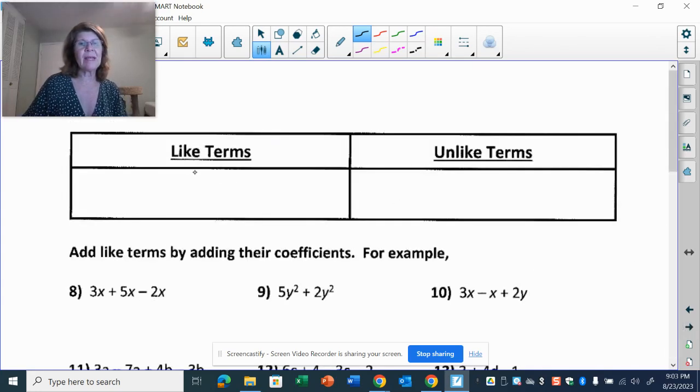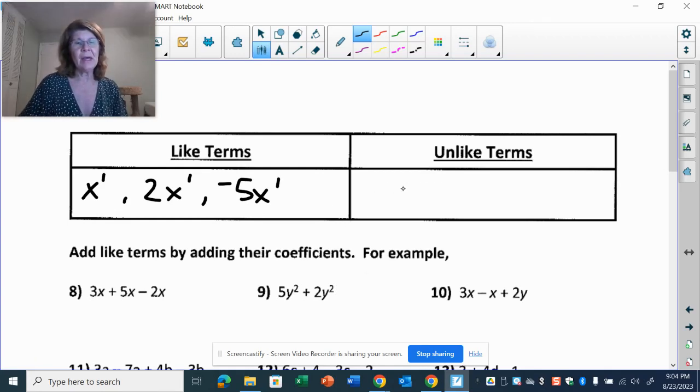So let's look at some like terms and some unlike terms. I could have x, 2x, -5x, right? Those are all like terms because they have the same variable and they are all x to the first power. Unlike terms would be if I had x and y. They are unlike terms. You cannot combine them at all.